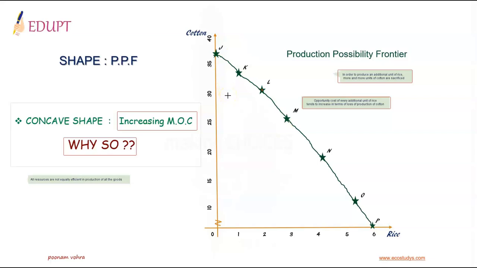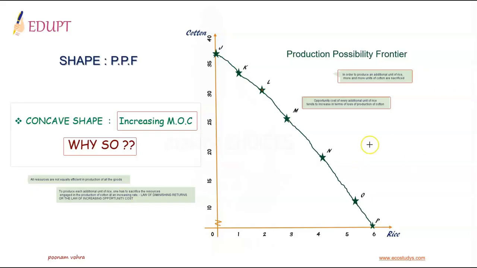Then there is no option left but to transfer less and less productive resources. It means to produce each additional unit of rice, one has to sacrifice the resources engaged in the production of cotton at an increasing rate. And this is because of the application of the law of diminishing returns, or the law of increasing opportunity cost.